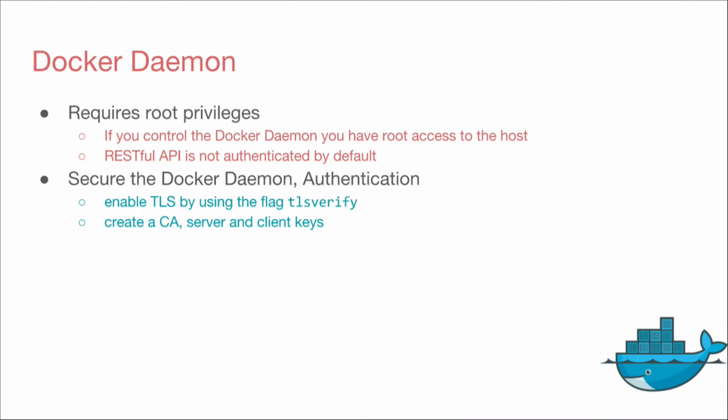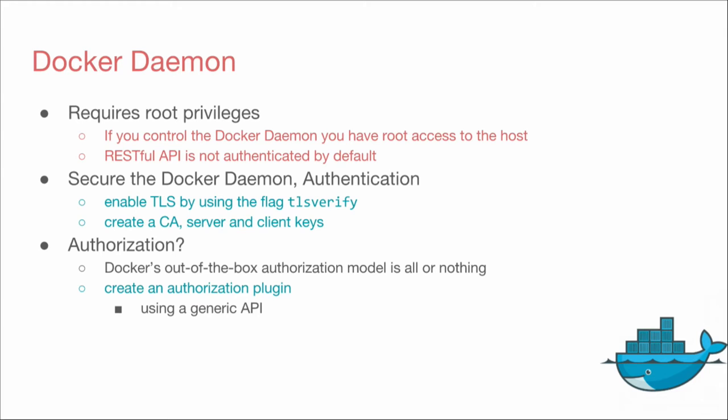So how can I secure the RESTful API? Well, you can enable TLS by using the flag tlsverify when running the daemon, and you can create a CA, server and client keys. That's for authentication, but what about authorization? Docker's out-of-the-box authorization is all or nothing. You can do everything, or you cannot do anything. So Docker provides a generic API, so you can create an authorization plugin yourself and bypass this problem.